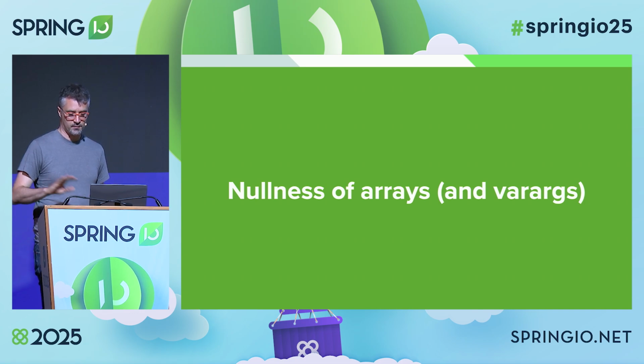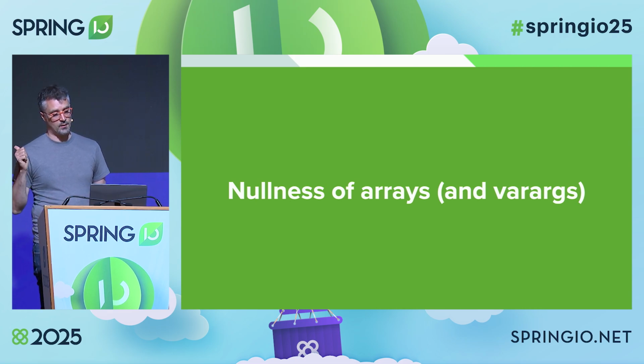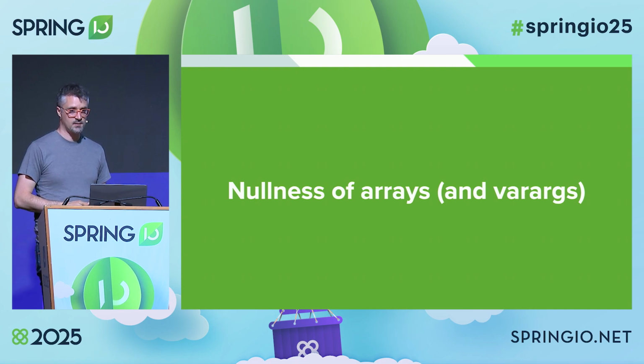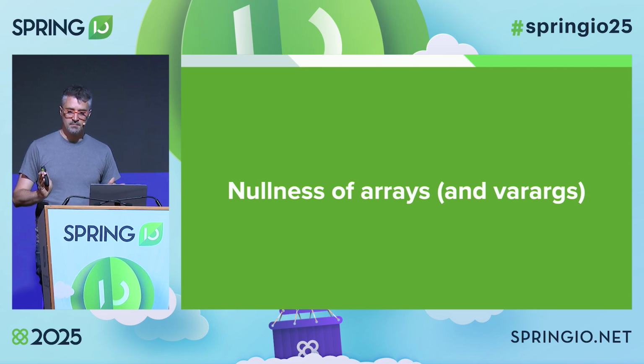JSR305 and various other NullAway annotations typically do not deal with nullness of generic types, nullness of array elements, and nullness of varargs. Okay, so we are going to see that. Be aware you are going to see some weird syntax again, so be prepared. But it makes sense when you flip the table.